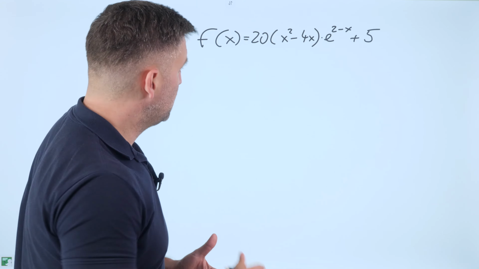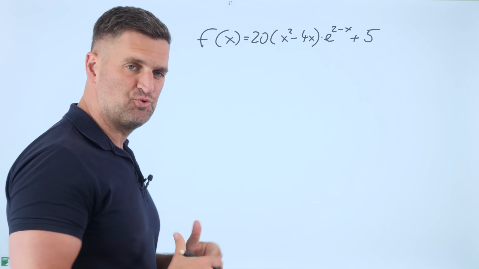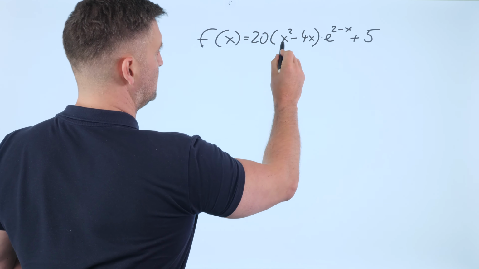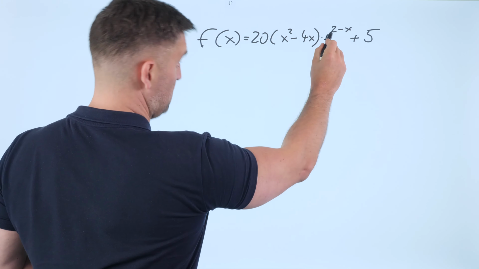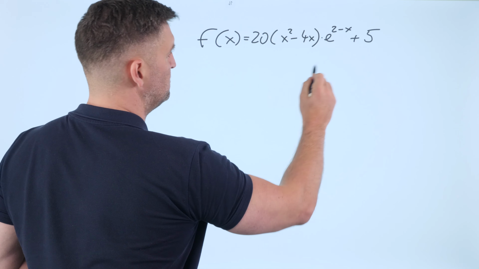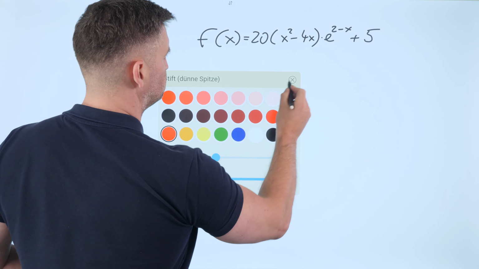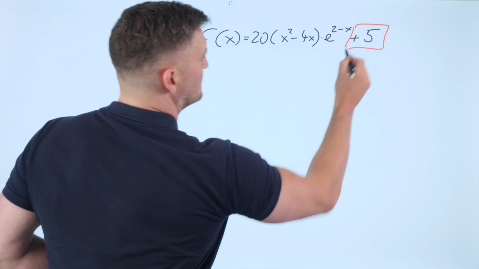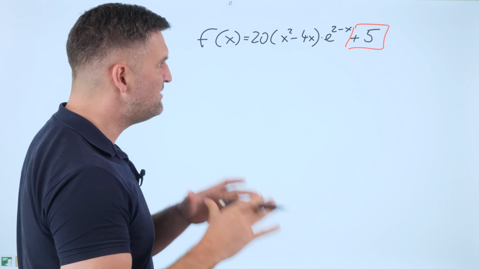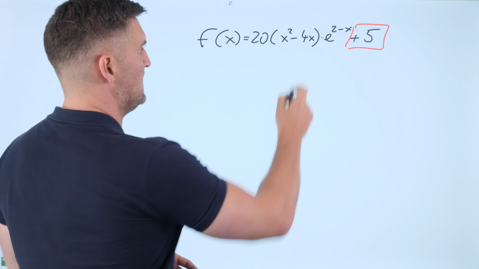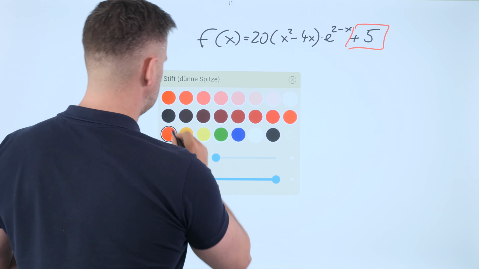Another example of differentiation. Once you recognize the structure, the danger is averted. We have 20 times x squared minus 4x times e to the power of 2 minus x plus 5. We can see here at the end, I'll highlight it in red. This part here, plus 5, disappears when differentiating. It's not a constant factor. It has nothing to do with the front part here.